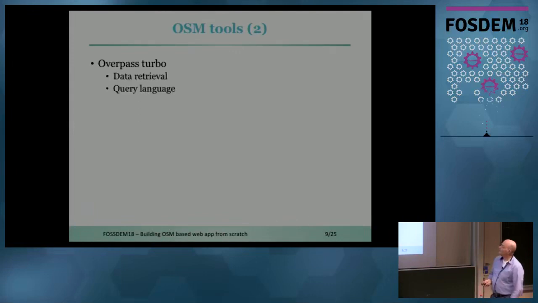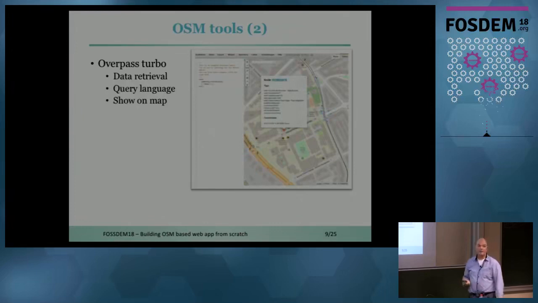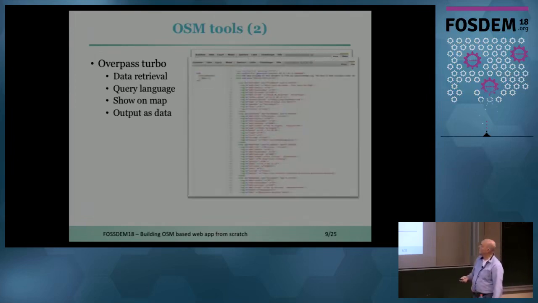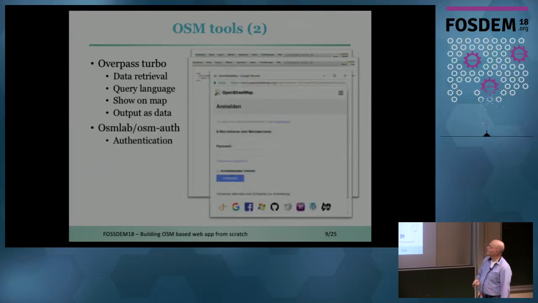Some other tools: Overpass Turbo, that's the GUI for the Overpass API I mentioned already. It allows you data retrieval with a complex query language on OpenStreetMap data, and you can show the data on a map. There are some points here, and you can output the data also in certain formats, for instance in GeoJSON or in OSM, as you like. It's a very, very good tool and very handy.